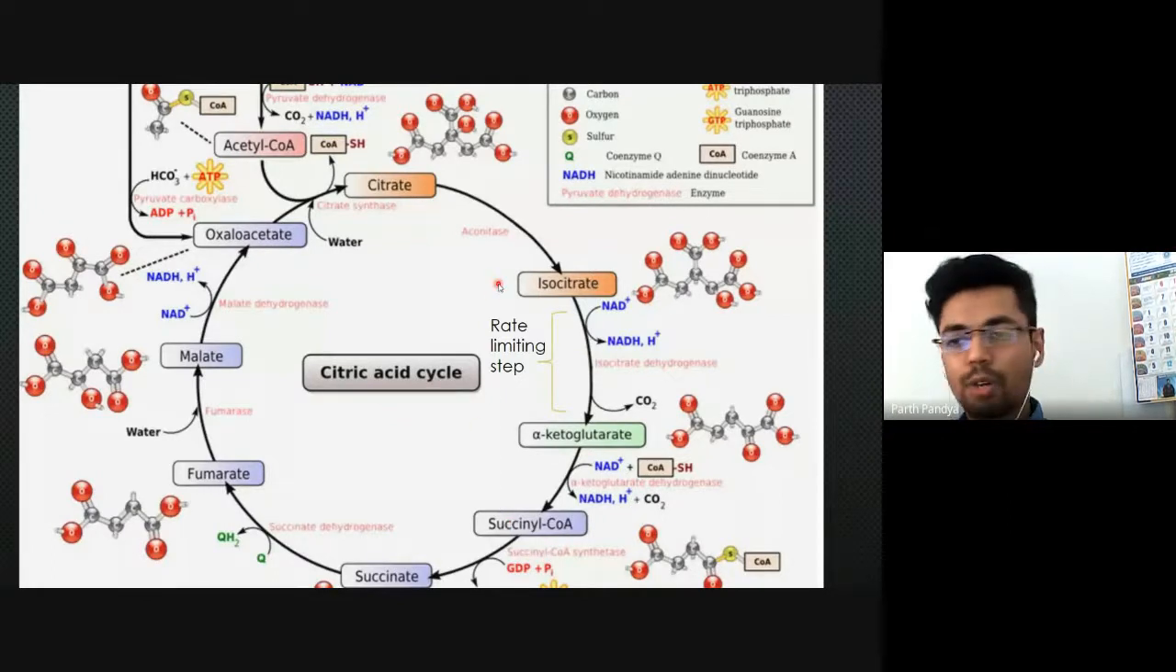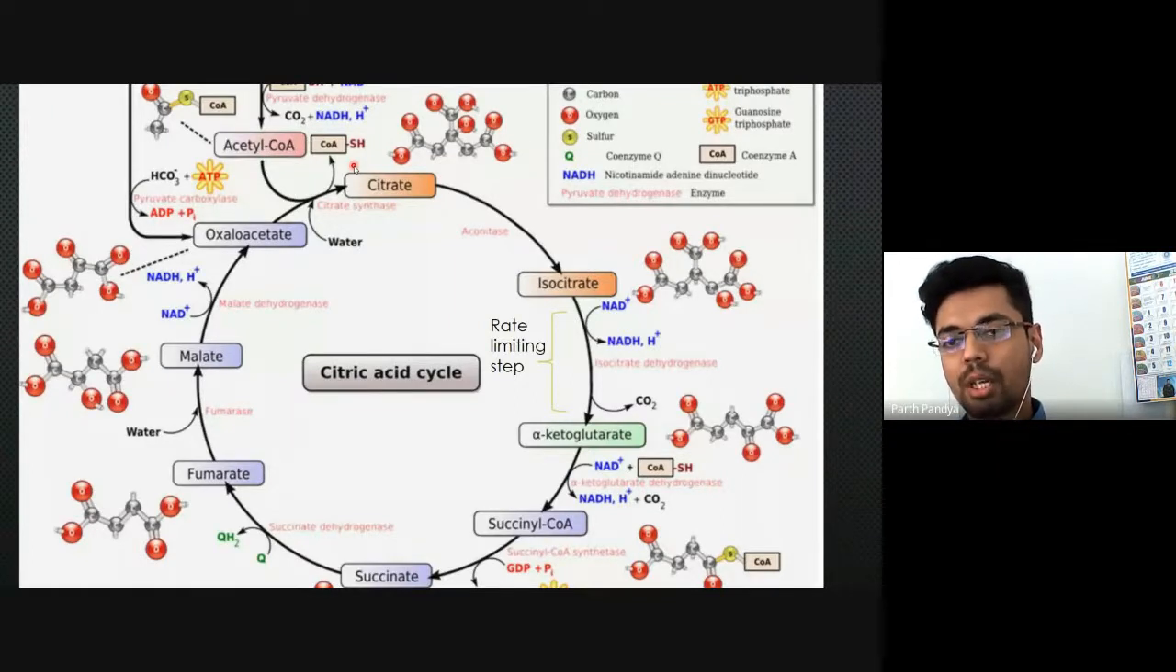From citrate, it leads to the formation of isocitrate, alpha ketoglutarate, succinyl-CoA, likewise succinate, fumarate, malate, and oxaloacetate. Among all these steps, we have isocitrate to alpha ketoglutarate, where isocitrate dehydrogenase plays a major role. This isocitrate dehydrogenase is considered to be the rate limiting step. This is one of the crucial steps, apart from pyruvate dehydrogenase, from where pyruvate enters into the TCA cycle.